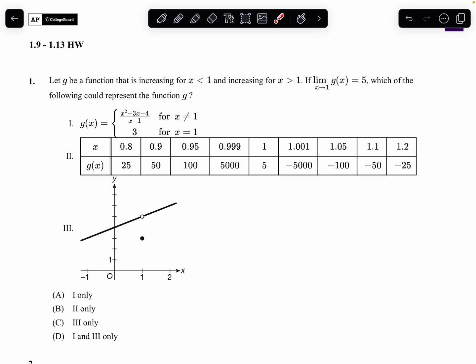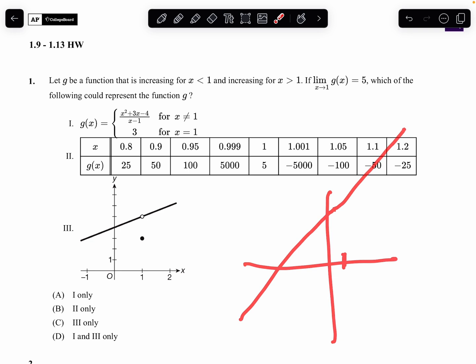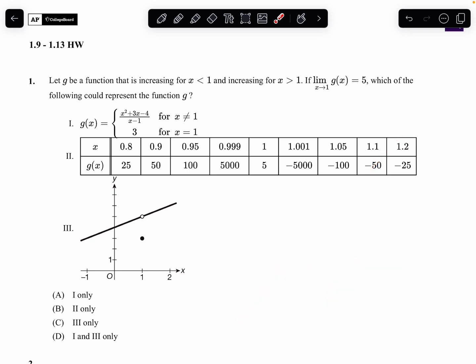All right, so let g be a function that is increasing for x less than 1. I'm just trying to paint a picture in my head. So for x less than 1, the function is increasing in some sort of way, and increasing for x greater than 1. So it seems like it's always increasing, except at x equals 1. I'm not really sure what it could be at that point, but if the limit as x approaches 1 of g of x is equal to 5, which of the following could represent the function g?